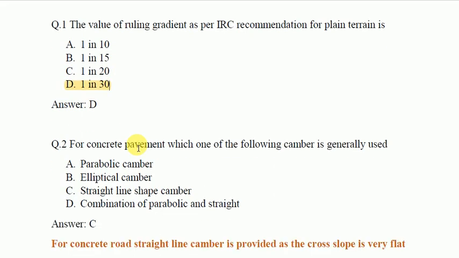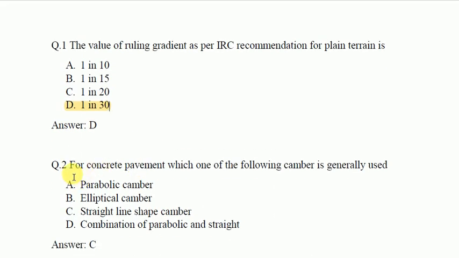Second question: for concrete pavement, which one of the following cambers is generally used? A. Parabolic camber, B. Elliptical camber, C. Straight line shape camber, and option D is a combination of parabolic and straight line. We know that for concrete pavement, according to IRC recommendations, straight line cambers are generally used. So my correct option will be option C.